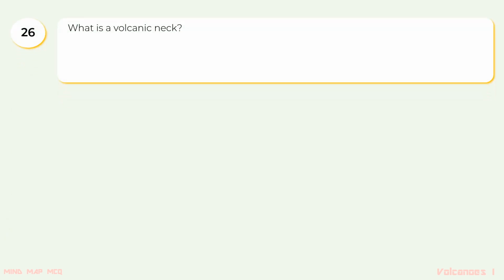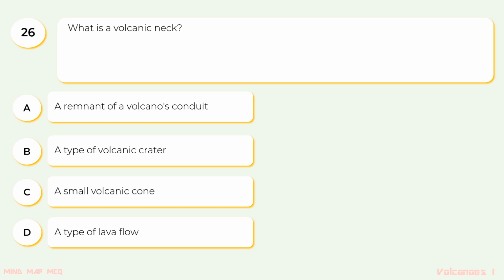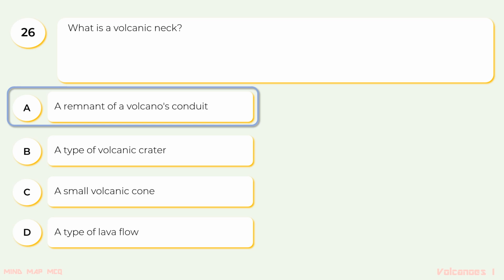26. What is a volcanic neck? The options are A. a remnant of a volcano's conduit, B. a type of volcanic crater, C. a small volcanic cone, D. a type of lava flow. The correct option is A, a remnant of a volcano's conduit.